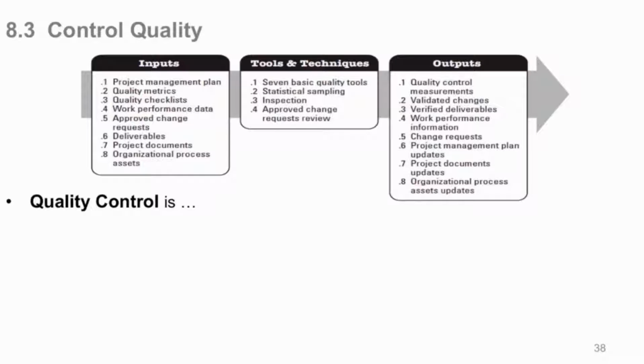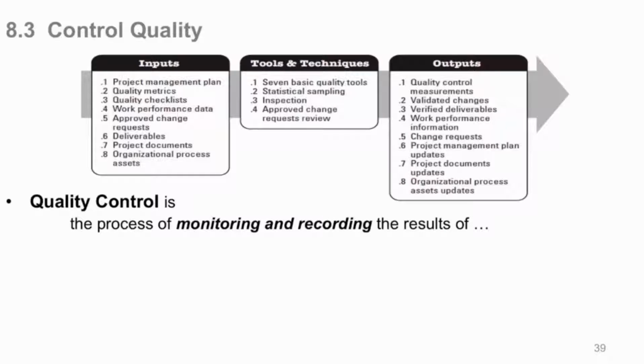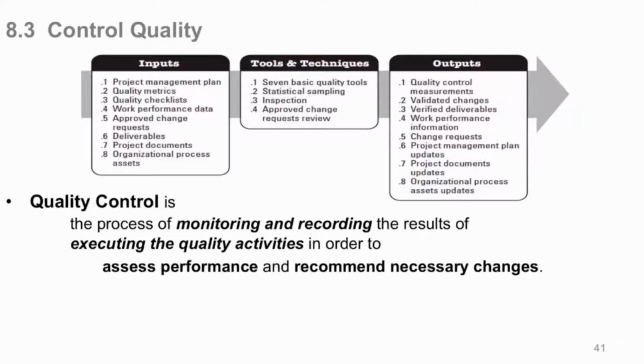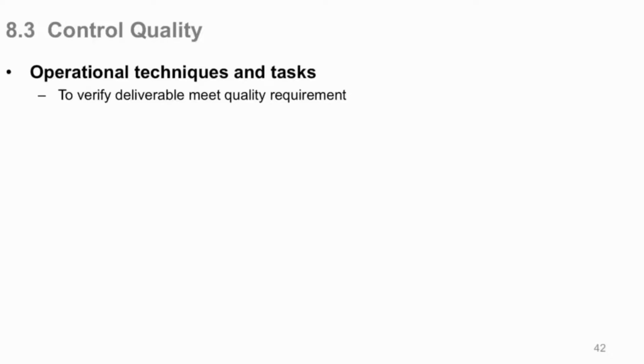So this is called control quality. Quality control, or control quality, is the process of monitoring and recording the results of executing the quality activities in order to assess the performance and make necessary changes. Now, assess performance could be assessing the performance of your project processes, if that's what they're looking at, but generally, from your point of view, mostly it's assessing the quality of the deliverables that you are producing, and then making necessary changes, in which the changes would be made here, and then ongoing further changes in your quality plan and process improvement plan will be made in 8.2.